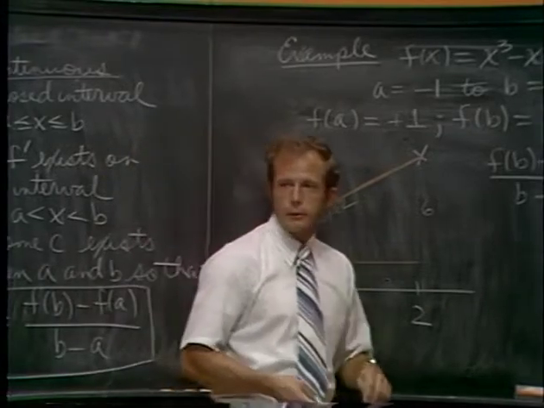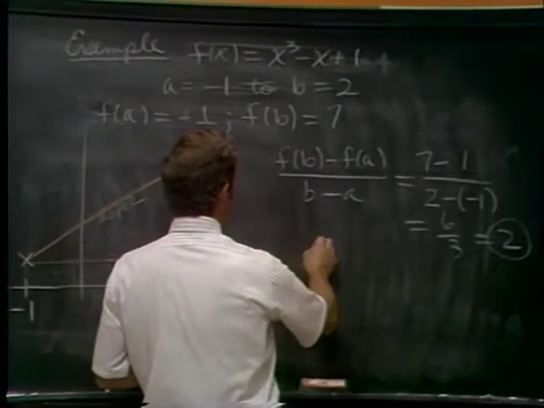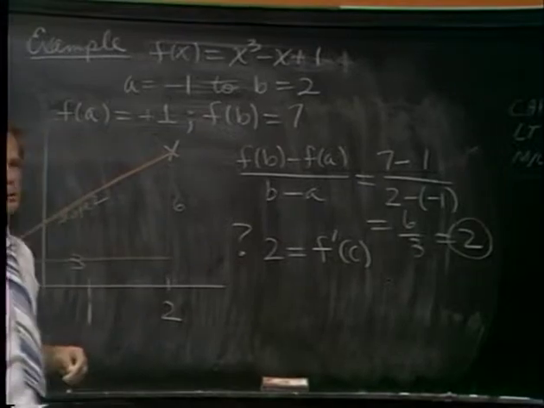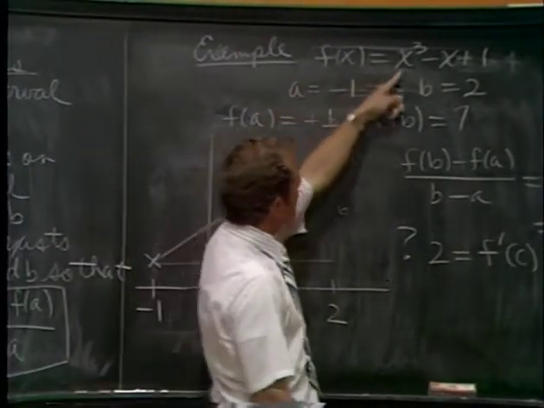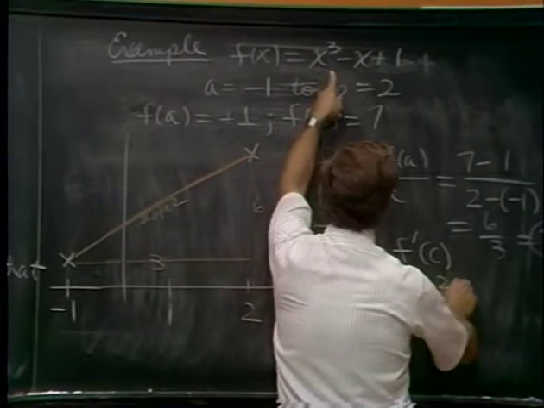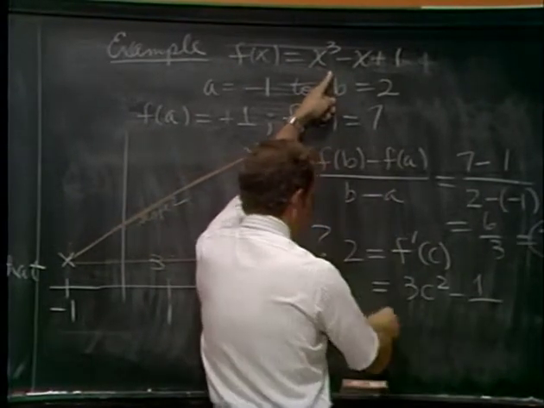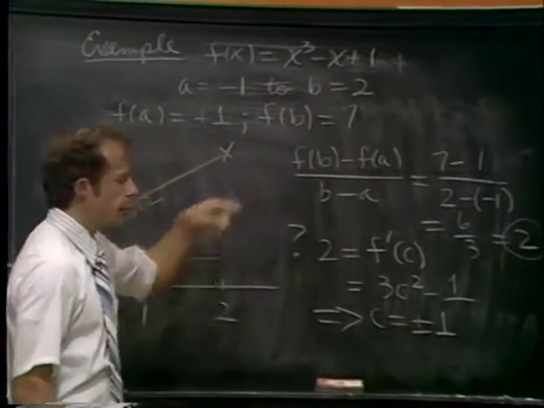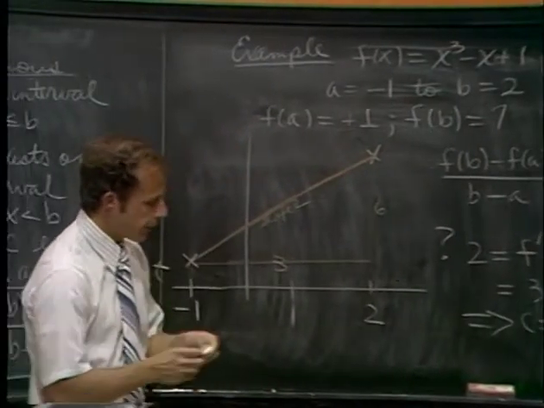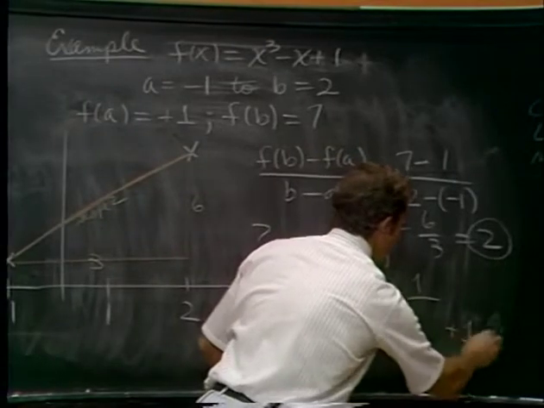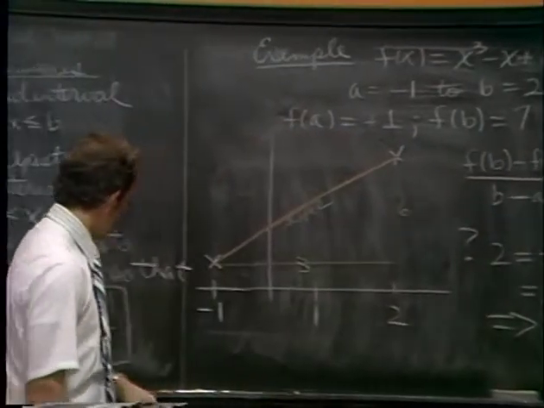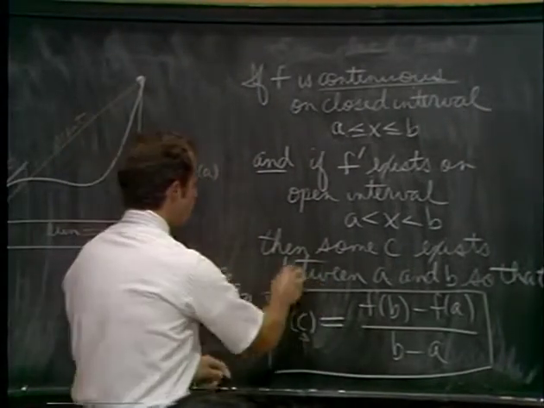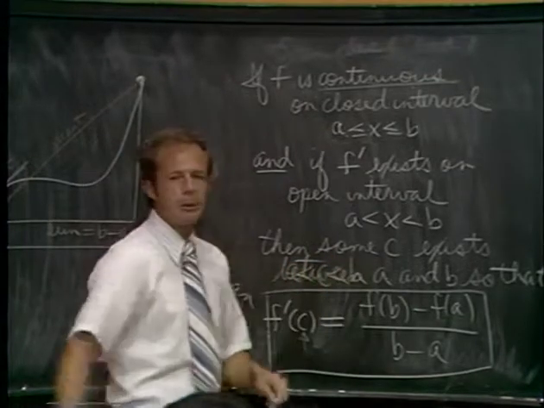Now, the real thrust of the problem, if there is any, is that you're supposed to say, well, where is 2 equal to f prime of c? What c does the job? In this case, f prime of c is going to be 3c squared minus 1. If you solve this, you'll see that c has to be plus or minus 1. Again, if the problem is nitpicking, the author will say the answer is plus 1, because minus 1 is not, and I didn't even write it out properly, I guess, but it's not strictly between a and b. The c in question should be strictly between a and b.